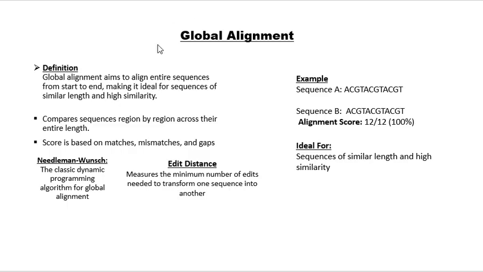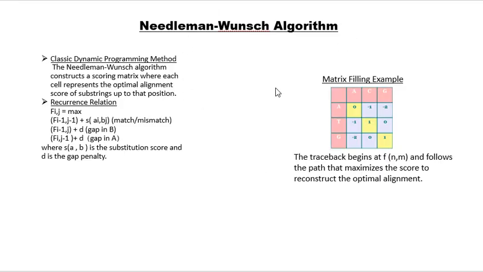Global alignment aims to align the entire sequence from start to end, making it ideal for sequences of similar length and high similarity. It uses the Needleman-Wunsch algorithm, the classic dynamic programming algorithm for global alignment. In global alignment, we use the edit distance to measure the minimum number of operations needed to transform one sequence into another. Here is an example of global alignment; it is ideal for sequences of similar length.